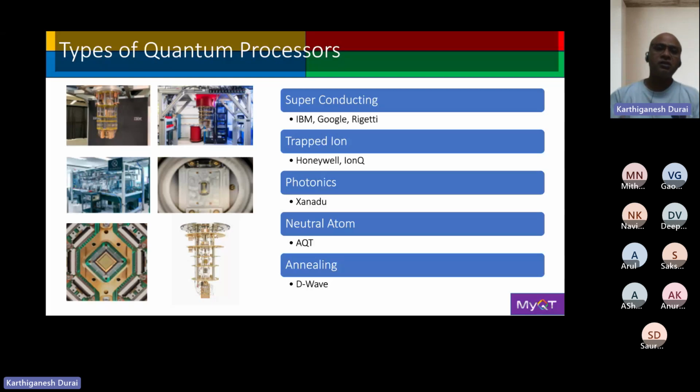IBM, Google, Rigetti, these organizations are building quantum processors based on superconducting. IBM has IBM Q, Google has Sycamore, Rigetti has Aspen-M. These are all superconducting. For trapped ion, there is a company called IonQ, and Honeywell. These are all trapped ion based. Photonics is optical based photonic quantum computing. Xanadu, this is Xanadu's Borealis, which is the photonics based machine. For neutral atom, I don't have the image here. AQT, a company called Alpine Quantum Technology, is building quantum computers using neutral atom.